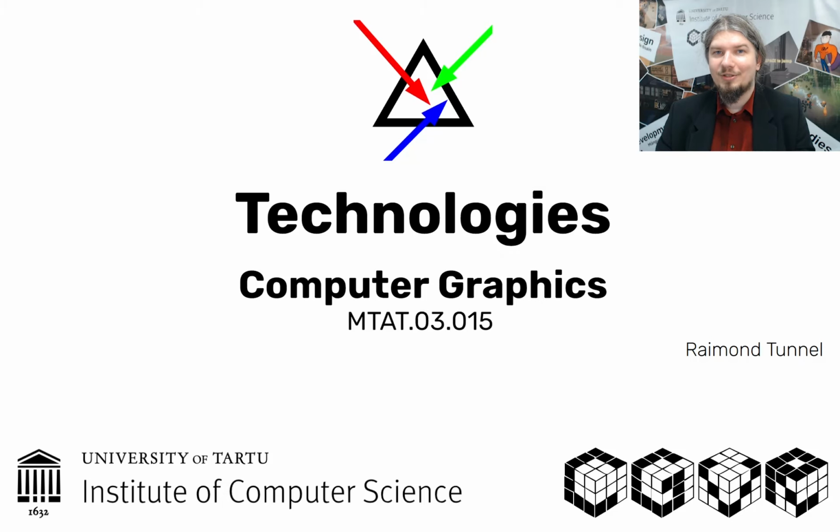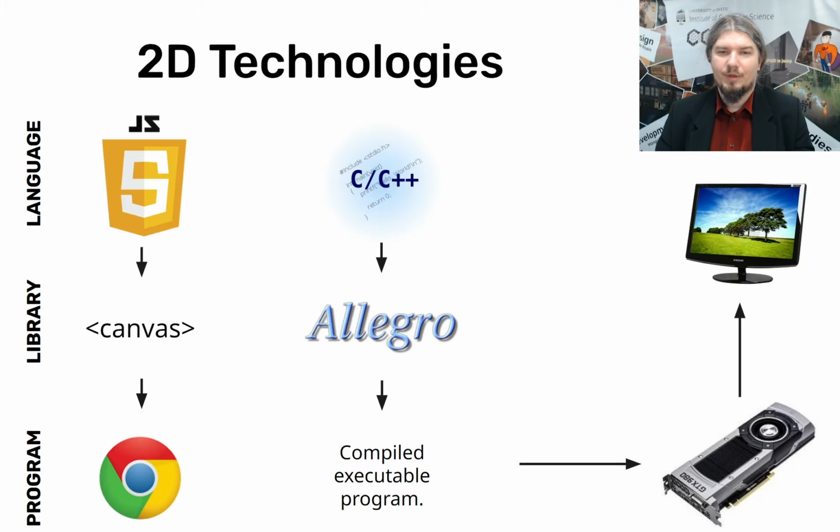Technologies. There are all sorts of different technologies that deal with computer graphics. In this course, we're going to look at some of them. For example, some of you will be programming some JavaScript code. In 2D, if you're rendering 2D computer graphics, then you can use the HTML canvas element functions in JavaScript to draw different 2D shapes. And then your web browser is just going to render them.